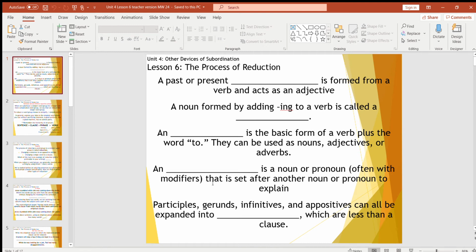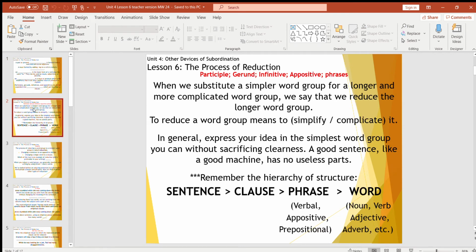So participles, gerunds, infinitives, and appositives can all be expanded into what, which are less than clauses? They can all be, starts with a P, phrases. Alright. So whenever we substitute a simpler word group for a longer, more complicated word group, we say that we reduce that longer word group. So, to reduce a word group means to simplify or complicate it? Of course, it means to simplify it.